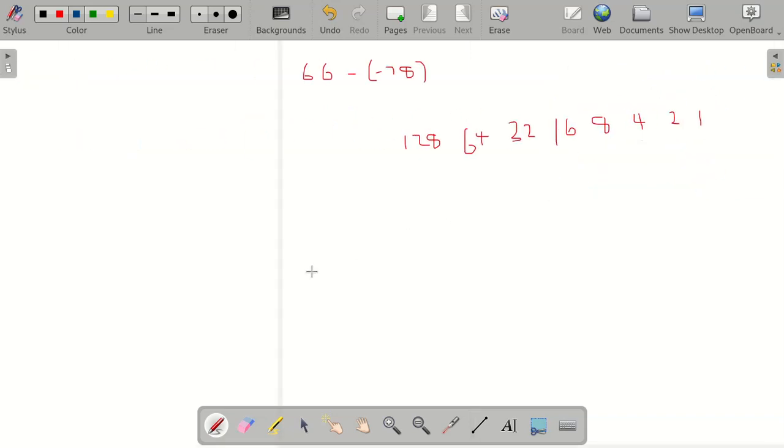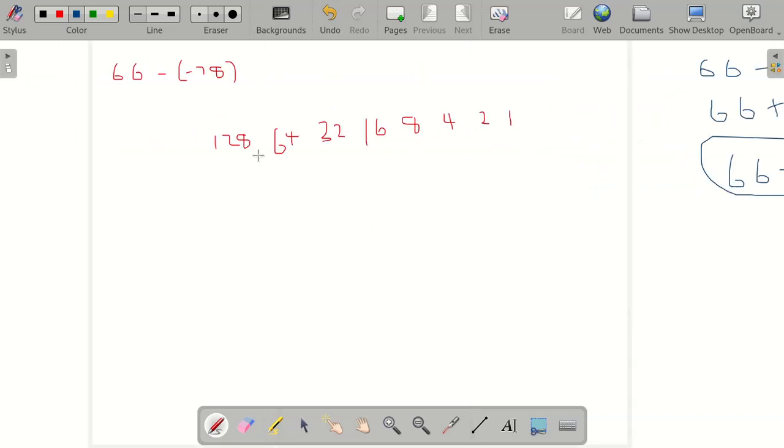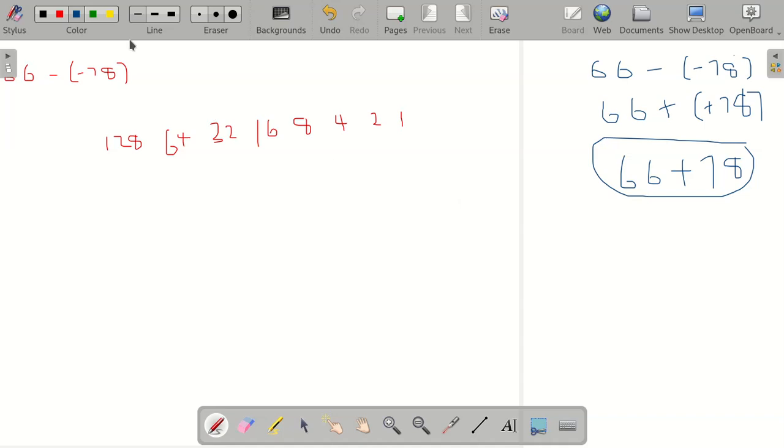So what we need to do is convert 66 to binary. Remember, it is just a positive, so we'll say 66: here we have 64 plus 2, we get 66. These are zeros, that's not a 6, it's a 0. I have bad handwriting, so this is our 66. Then 78 again.